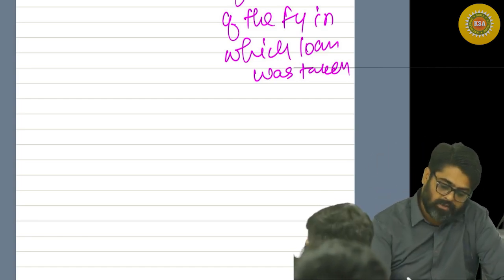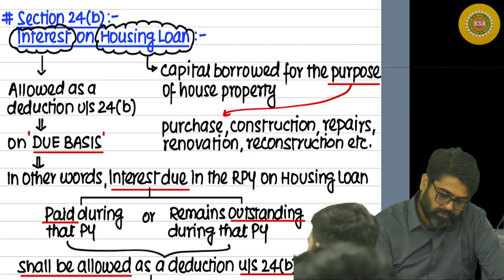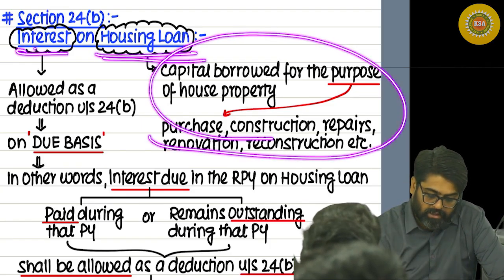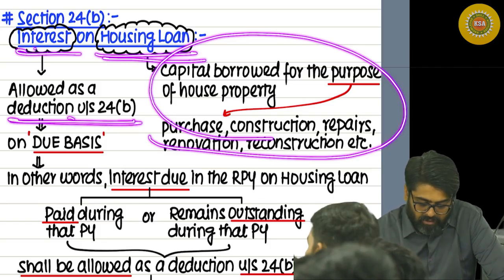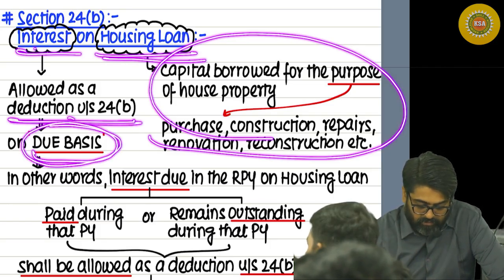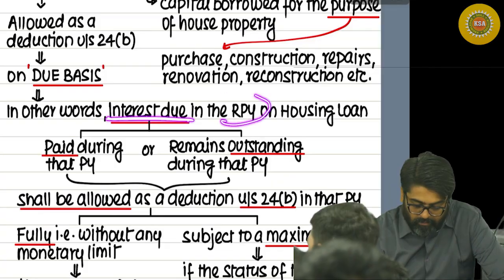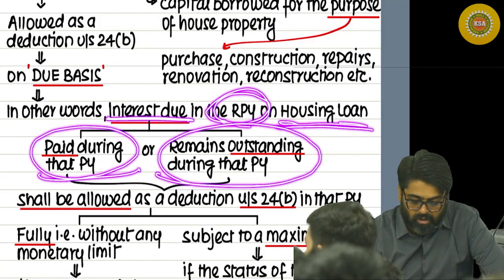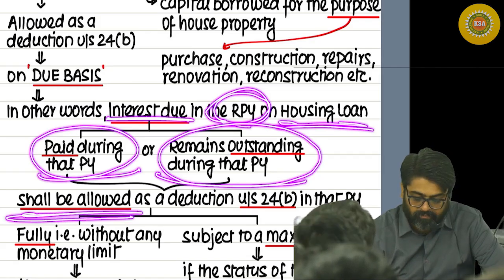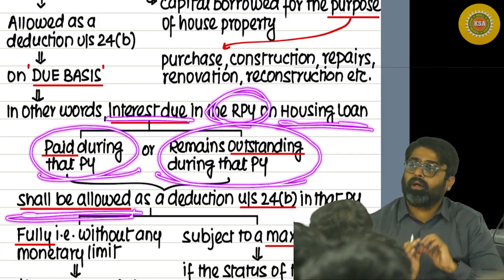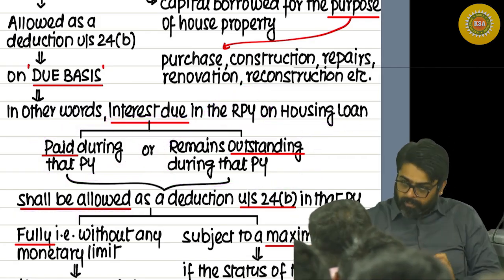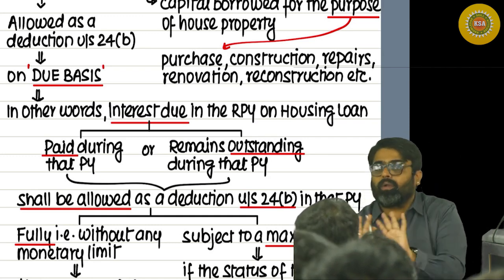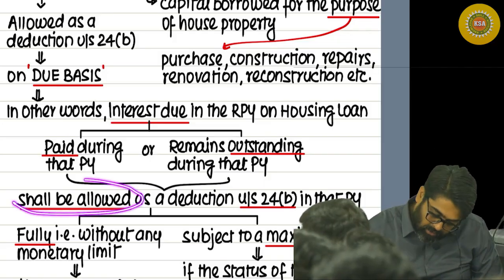So now pay attention. Interest on housing loan. Meaning of housing loan known. Interest is allowed as a deduction under section 24B. On what basis? Interest due in my previous year on housing loan, whether it is paid in this year or outstanding in this year, shall be allowed. Even if the interest of this year is paid, or interest of this year is still payable, it will not make any difference.